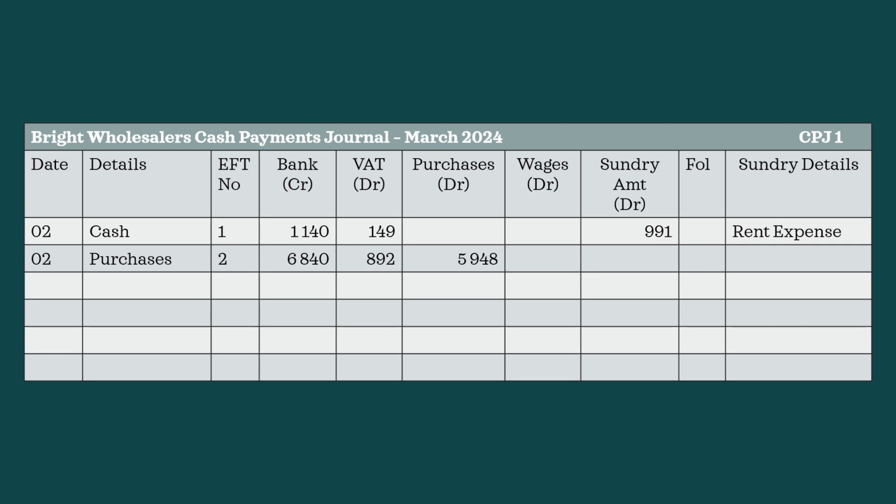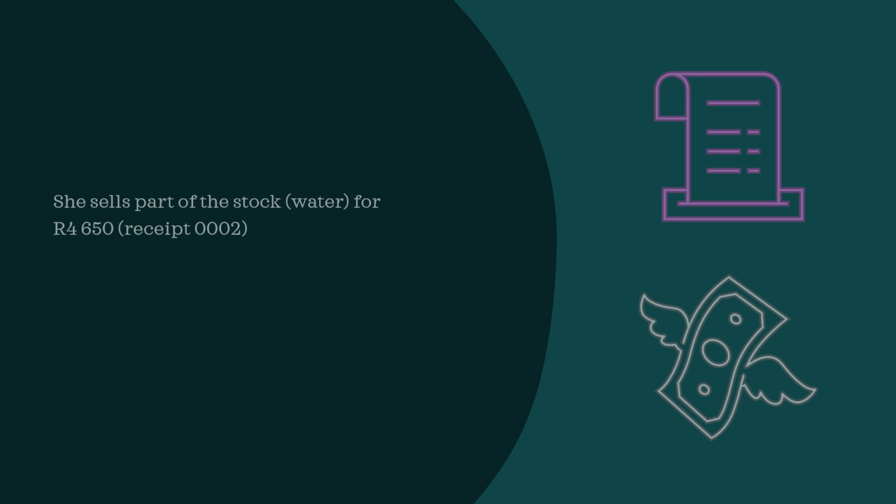That's also deducted from your bank. VAT on that was 892 rand, and the rest of that amount is 5,948 rand for purchases, because she purchased the water to resell. Next she sells part of the stock, in this case the water that we talked about in the previous example, for 4,650 rand, and she made out a receipt too for that.